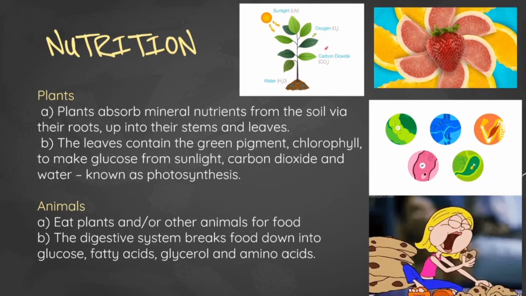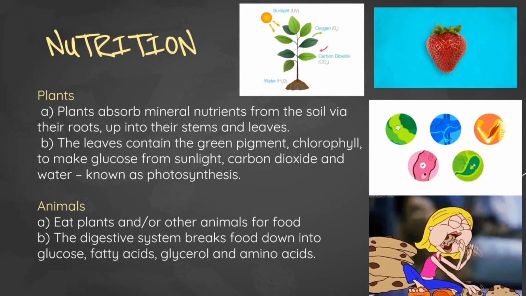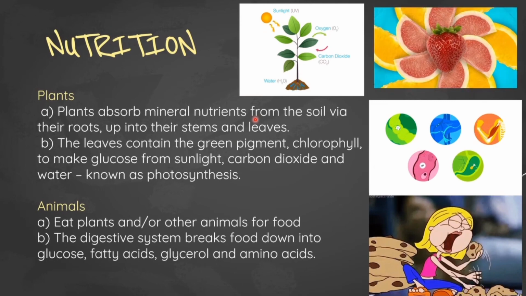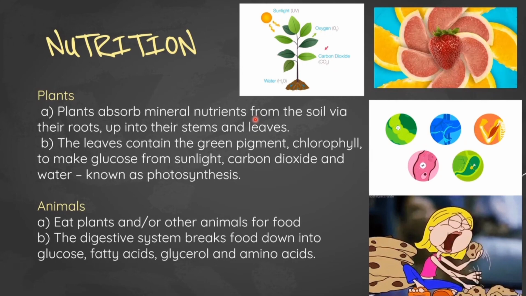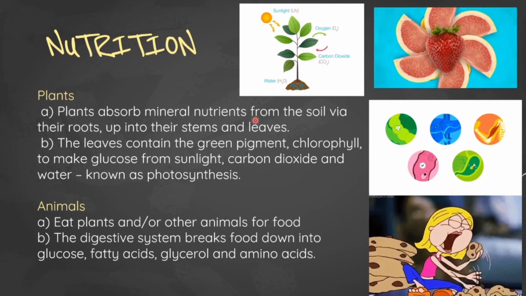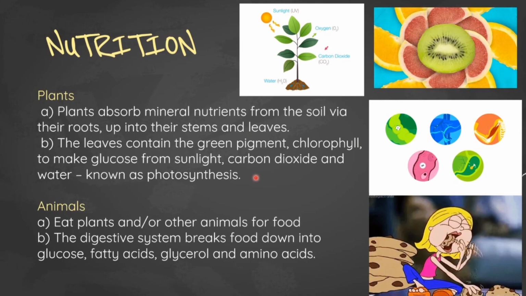Nutrition is taking in enough food to provide energy, growth, maintenance of tissues, and regulation of the organism's body. In plants, it's a case where they absorb mineral nutrients from the soil via their roots up to their stems and leaves. The leaves contain a green pigment called chlorophyll that makes glucose from sunlight, carbon dioxide, and water. This is known as photosynthesis. Now in animals, we eat plants and or other animals for food. The digestive system is what breaks down the food into glucose, fatty acids and glycerol, and amino acids, which are a simple form of the foods.